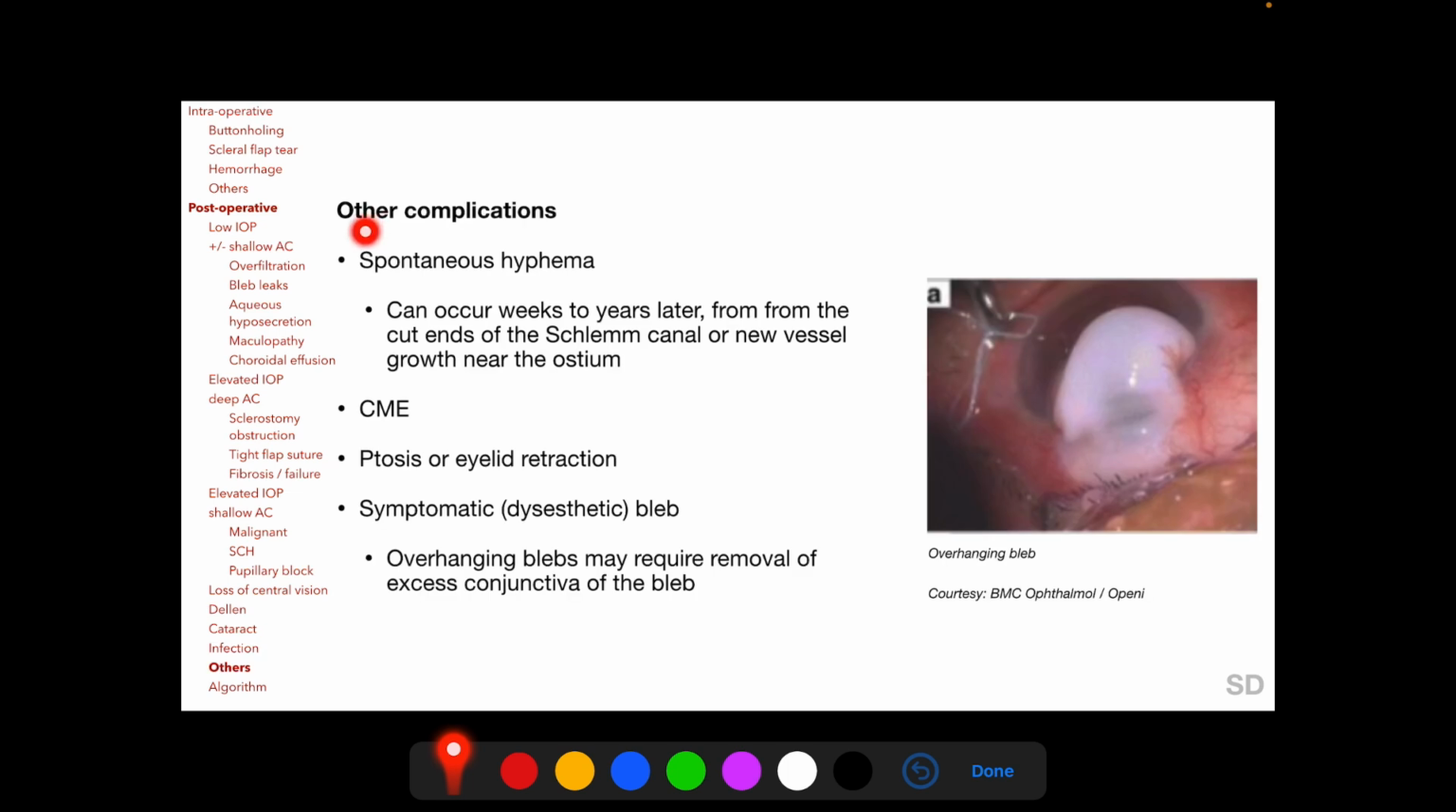Other complications which may occur following trabeculectomy include spontaneous hyphema, which may occur from cut ends of the Schlemm's canal or new vessels growing near the internal ostium of the sclerostomy, cystoid macular edema, lid changes such as ptosis or eyelid retraction, and symptomatic or dysesthetic bleb, such as overhanging blebs as seen here in this photograph, which may require removal of excess conjunctiva of the bleb.